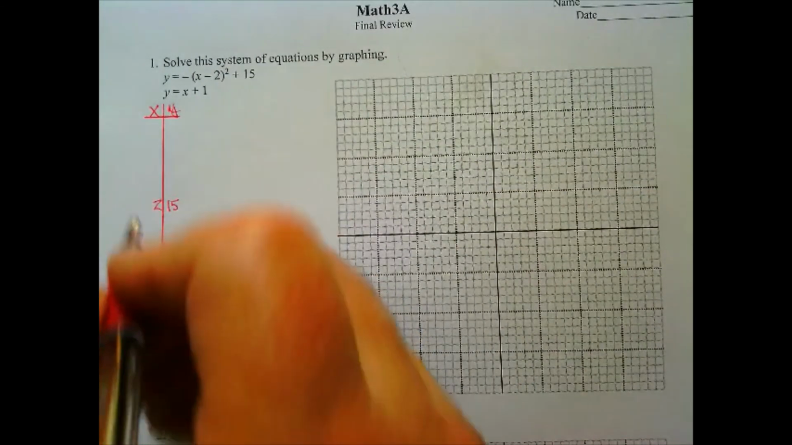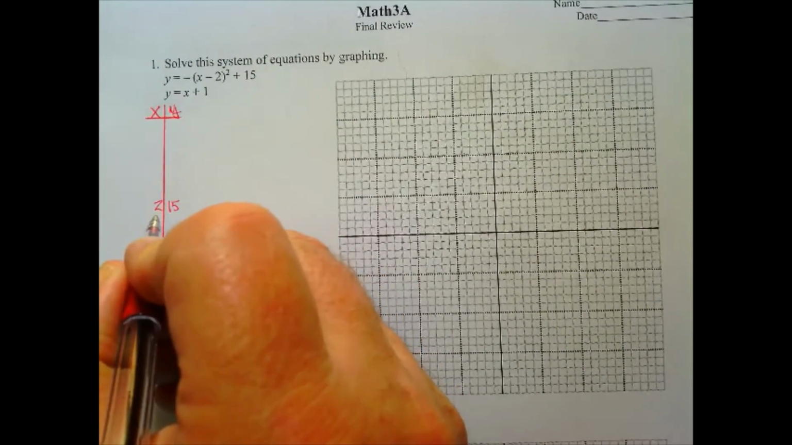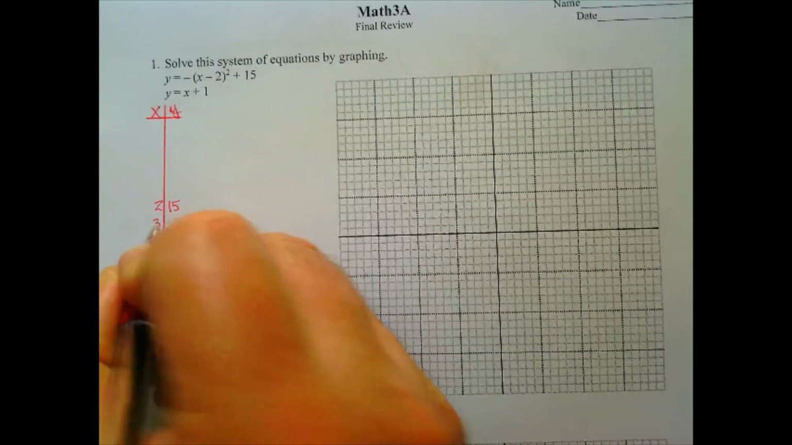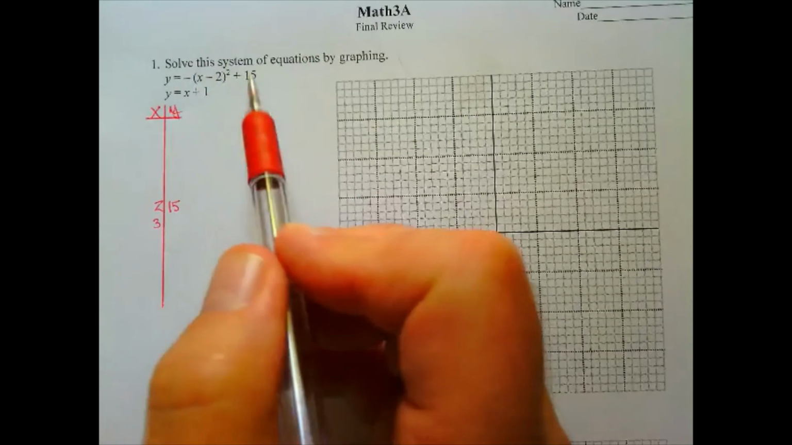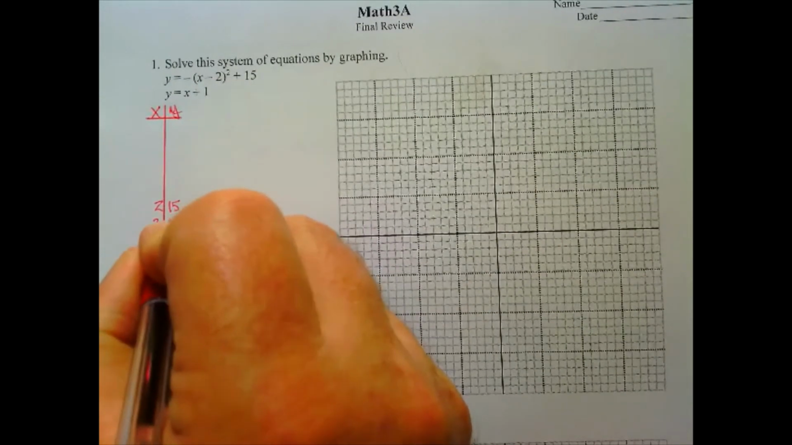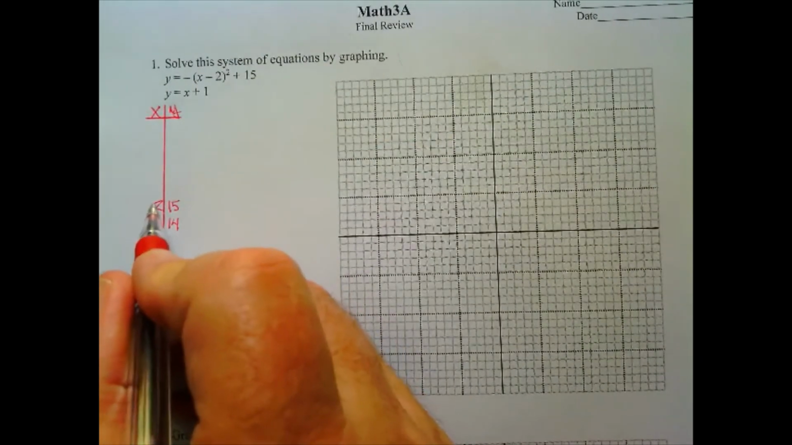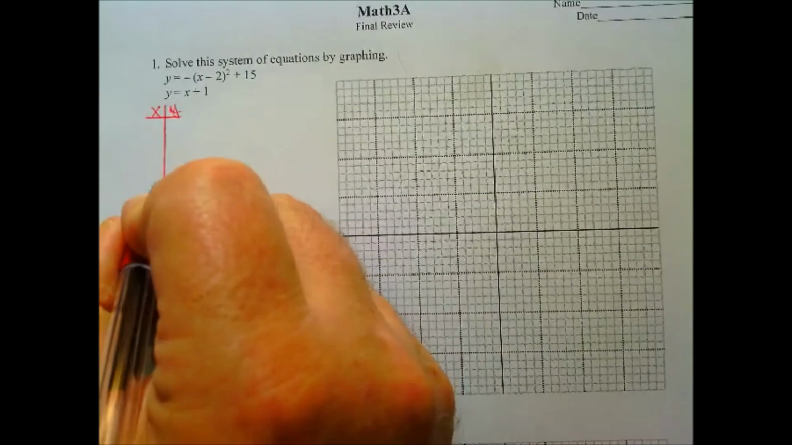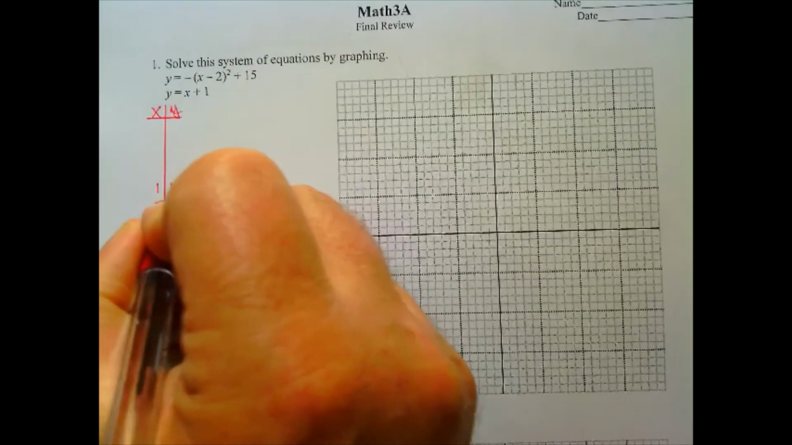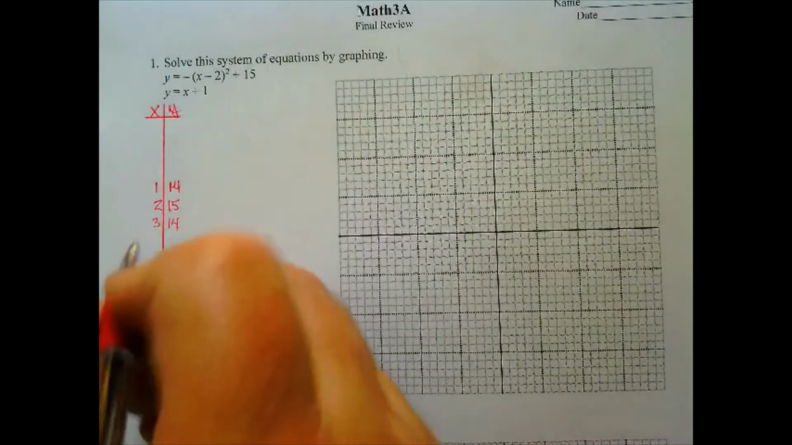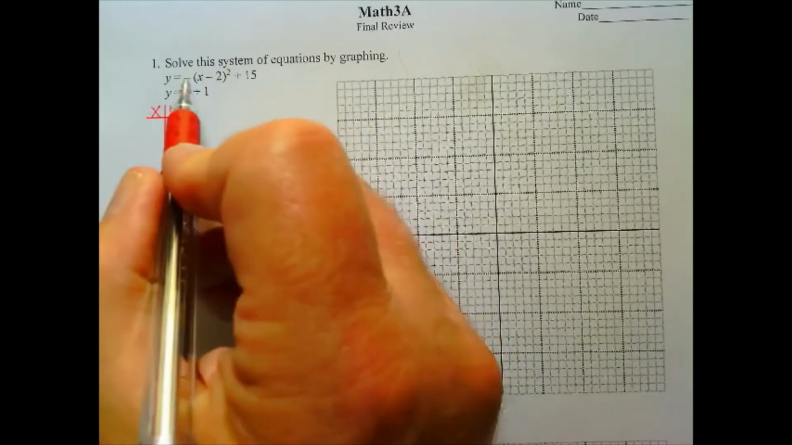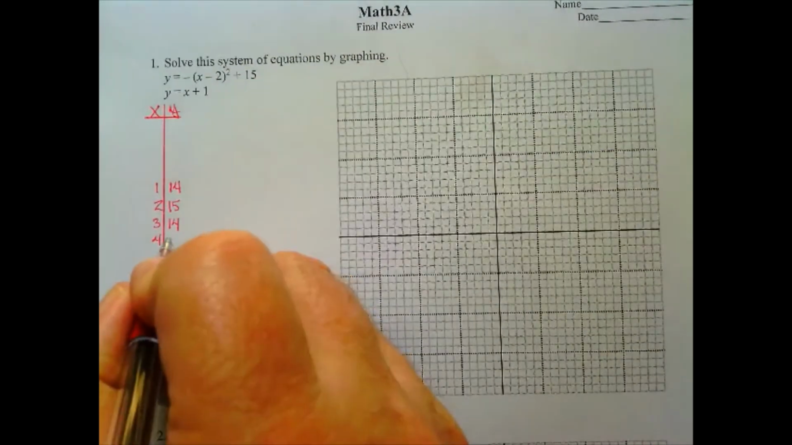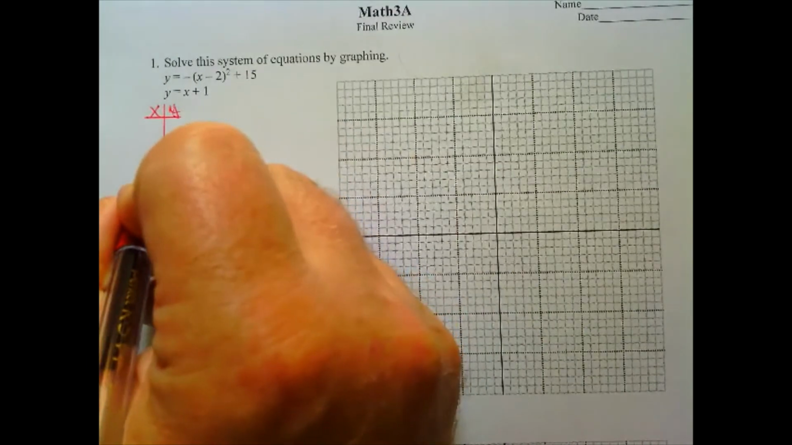So if I go to a 3 here, so one more, 3 minus 2, that's 1, 1 squared is 1, minus 1 plus 15 gives me a 14. And since I went 1 to the right, the same has to be true for 1 to the left. That will also be 14. Okay, now we'll go to 4. 4 minus 2 is 2. 2 squared is 4. Negative 4 plus 15 is 11. So 0 will also be 11.